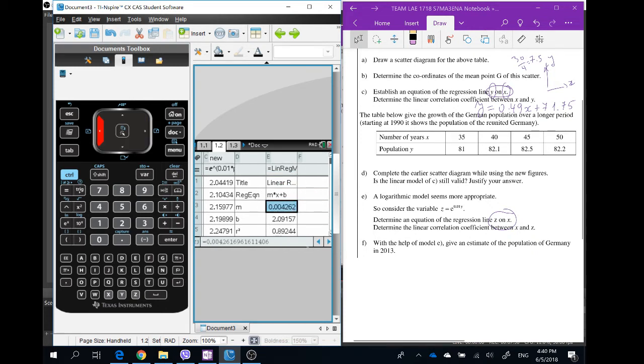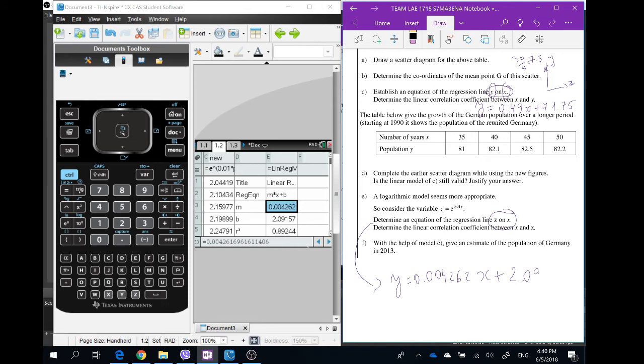The regression line. The regression line is y equals 0.004262 x plus 2.09157.